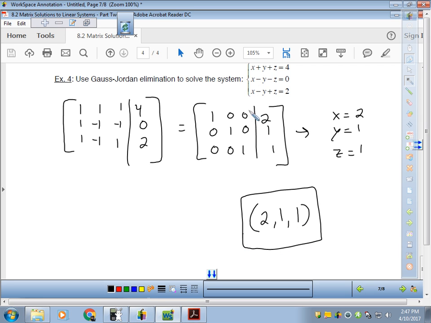And again, you could check it. You could plug it back in here and see that it works. So with the calculator, this is a pretty fast and easy way to solve a system of equations. It doesn't take a whole lot of work.